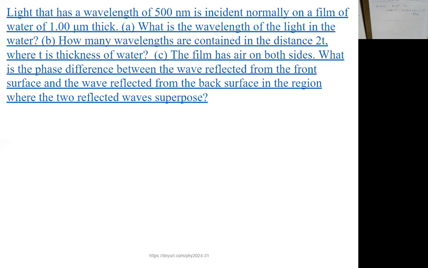It says light that has a wavelength of 500 nanometers is incident normally on a film of water that is 1.00 micrometer thick. What's the wavelength of the light in the water? How many wavelengths are contained in the distance of 2 times the thickness of the film? And then C, the film has air on both sides. What's the phase difference between the wave reflected from the front surface and the wave reflected from the back surface in the region where the two reflected waves superpose?